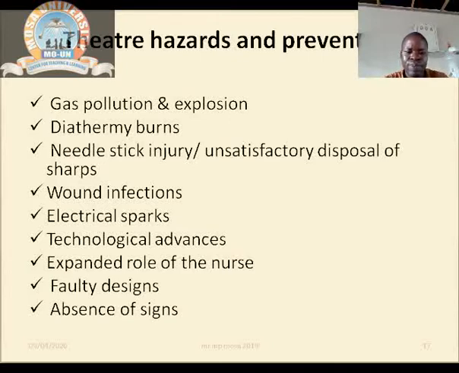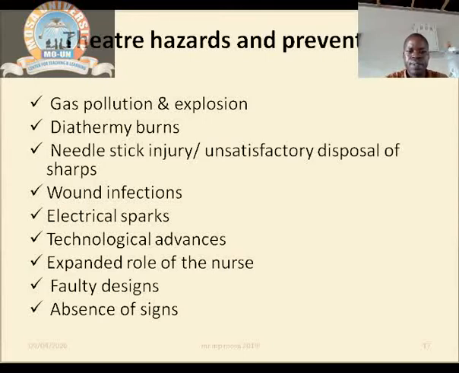Faulty designs like what we've specified, how theater has to be designed. If there's no proper ventilation, no good floors, theater might have been constructed in an unprofessional way, and this may lead to a lot of damages, exposing patients to a number of infections.